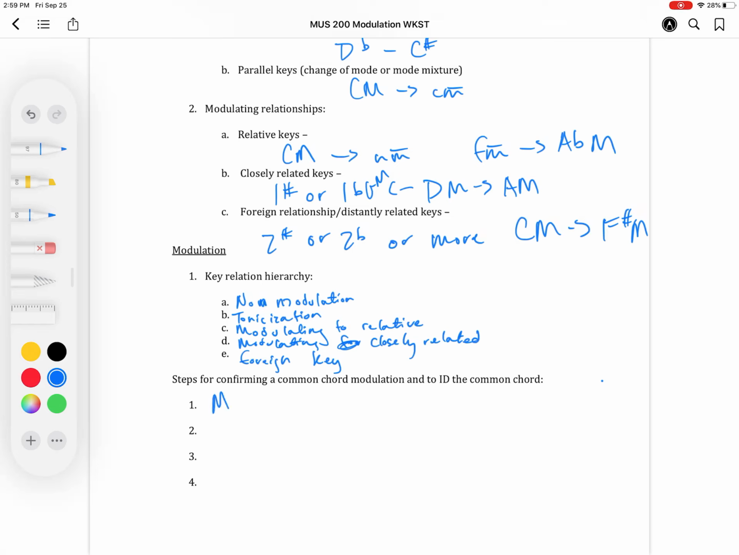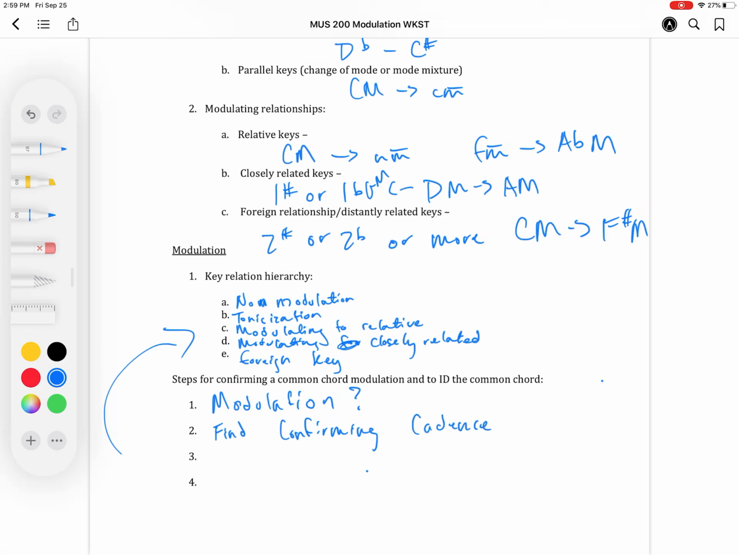Use these steps when you're going through. First, is there a modulation? Remember our key hierarchy, or our modulation hierarchy, key relation hierarchy? The first thing you have to say is, do I actually have a modulation? Do I have a tonic pitch that's changing, right? Or is it just a tonicization, right? If you can skip those first two in your key relation hierarchy, non-modulation and tonicization, then you know you have a modulation. The second thing to do is to find that confirming cadence.